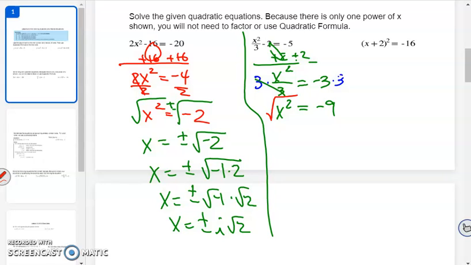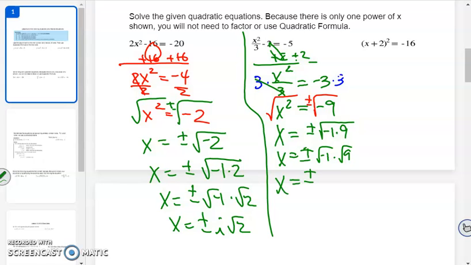Like the previous problem, I would take the square root of both sides, so I end up getting just x on the left side. So it's going to be plus or minus the square root of negative 9. And that's going to have a negative 1 and a 9 factor. 9 happens to be a perfect square, so I don't need to try to see if I can break the 9 down further. So x is equal to plus or minus the square root of negative 1 times the square root of 9. So x is equal to plus or minus I times 3. Square root of 9 is 3. So the final answer is plus or minus 3i.